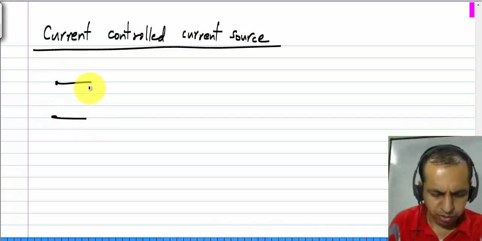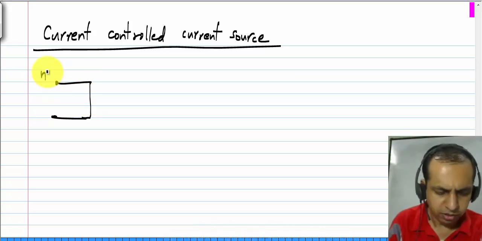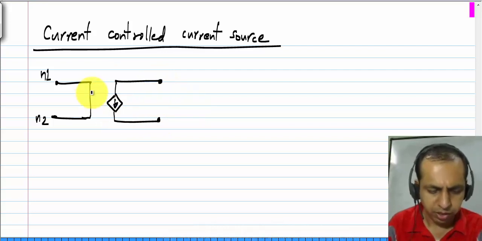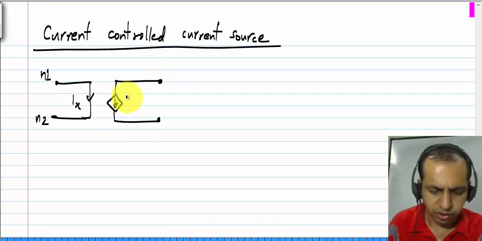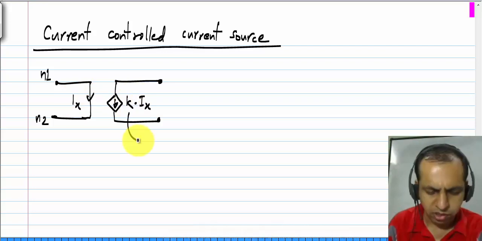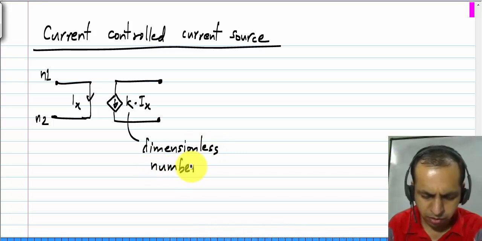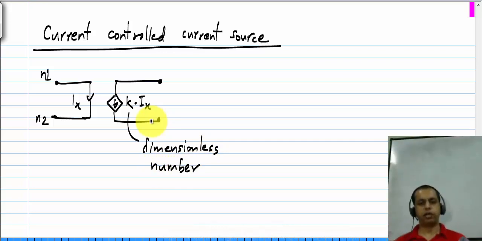It's denoted by this symbol: an input short circuit branch to sense the current between N1 and N2, and an output current source, which is a dependent current source whose current is dependent on this Ix. So, this current is given by K times Ix, where K is, as you realize, a dimensionless number because it multiplies a current to give you a current. You can think of this as the counterpart of the voltage controlled voltage source. A voltage controlled voltage source gives you a scaled voltage, and a current controlled current source gives you a scaled current.